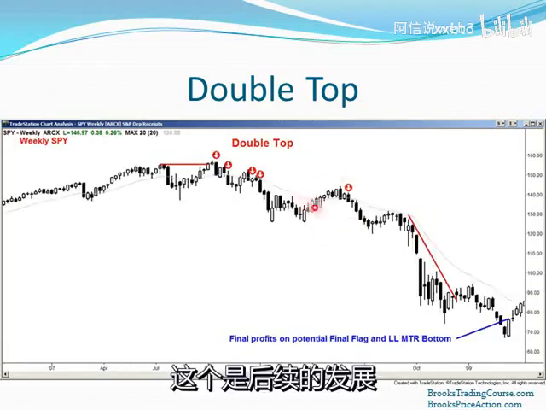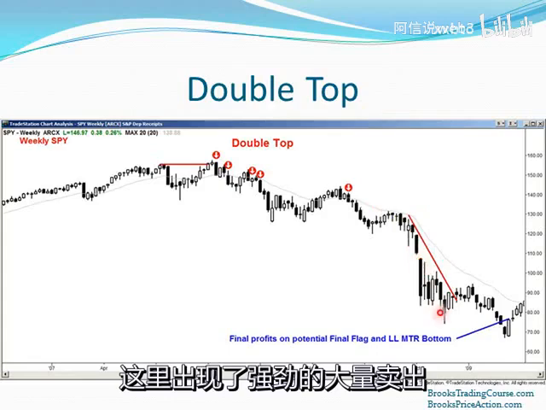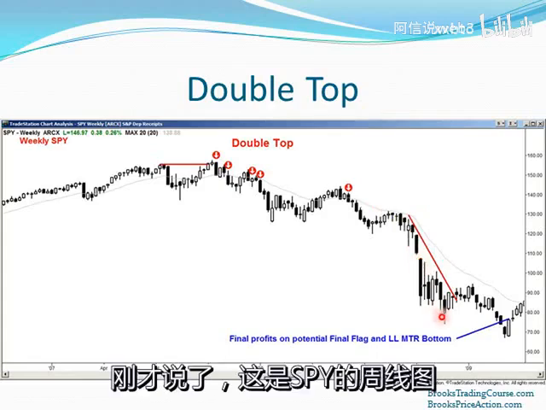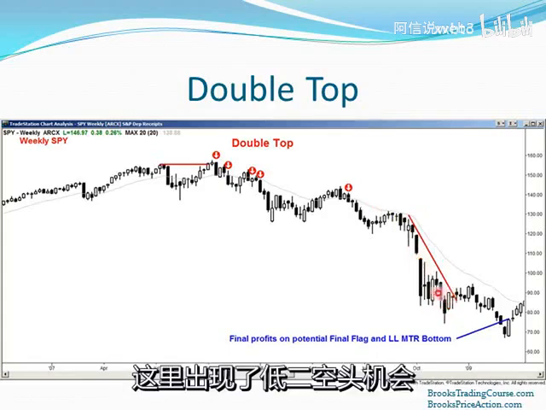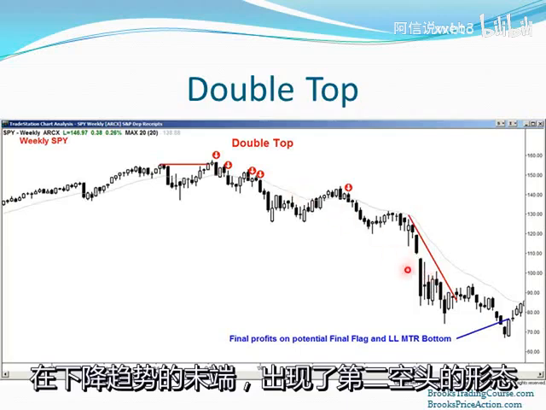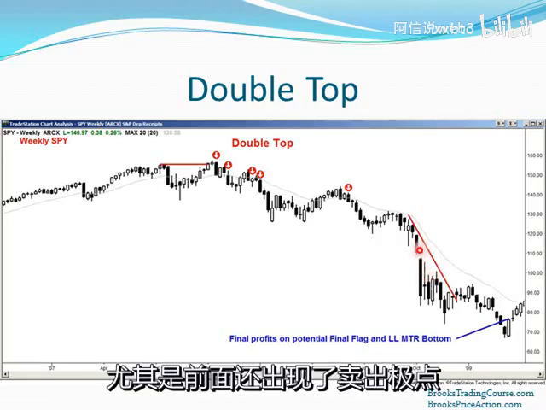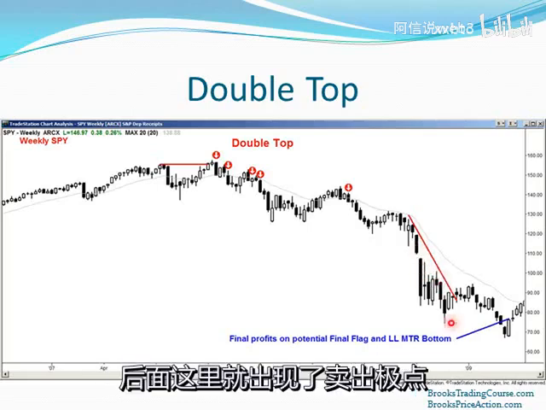This shows what took place after that lower high short over here. We had a very strong sell-off. Again, this is the weekly Spider, the SPY. And we had a low 2 short, so a potential final flag. Whenever you have a low 2 short occurring late in a bear trend, it's often the final flag, especially after a sell climax. And then we have another sell climax.